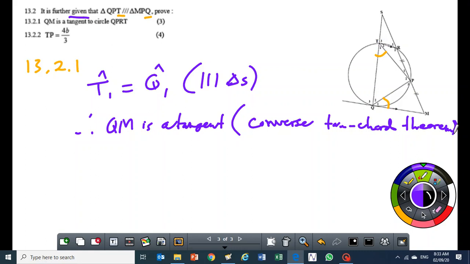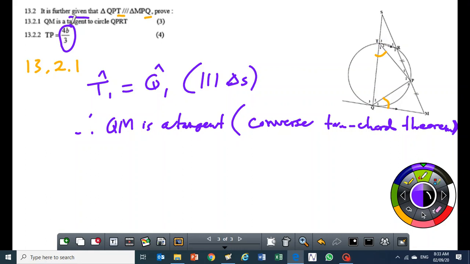Then 13.2.2, TP equal to 4B over 3. Right? TP is that. Now that TP, we have to use the similar triangles. Because this is a ratio, or a length rather, you can use the two triangles that are similar. So with that, we just write the ratios and see what information we got from the previous diagram, then I'll just substitute that. So can you just help me with that?